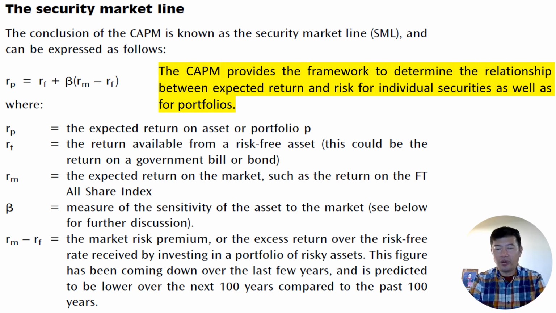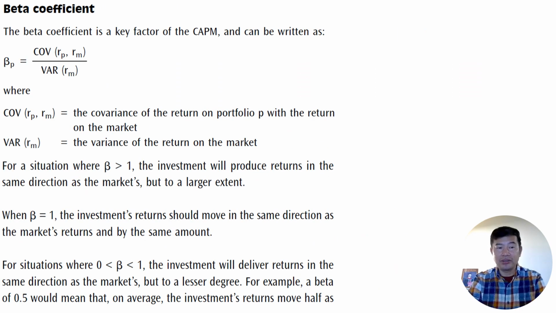RP equals Rf, the risk-free rate, plus beta. Beta is the coefficient, and we know how to calculate beta from that formula, times RM, the market return, minus the risk-free rate. And this is the way we calculate beta: the covariance of the return of the portfolio and the market return, divided by the variance of the market return. There was a formula before. No need to memorize it.